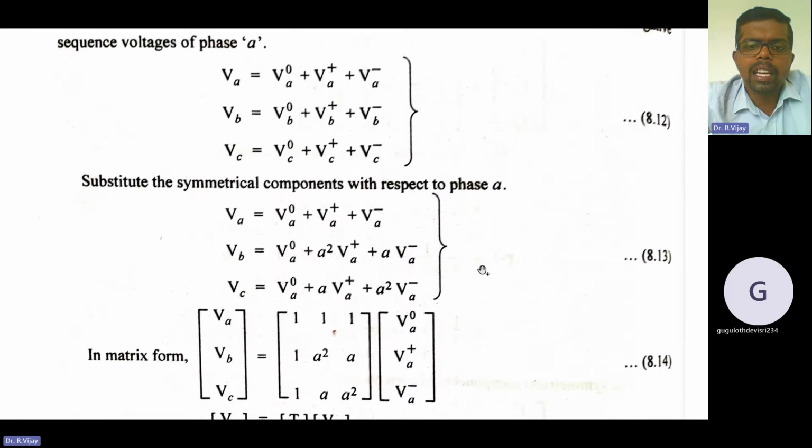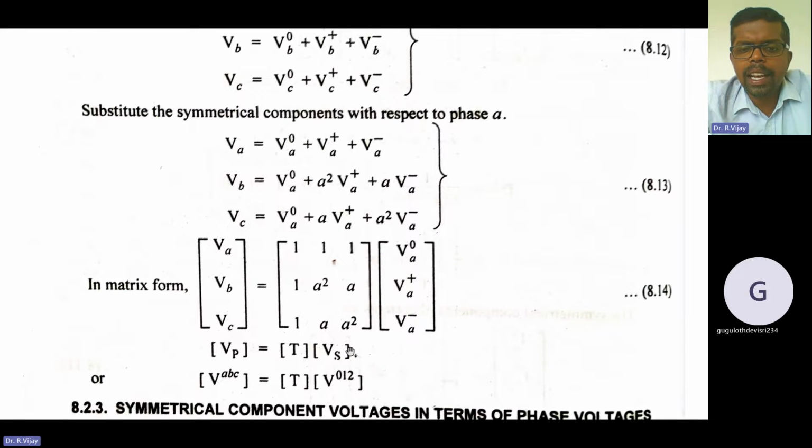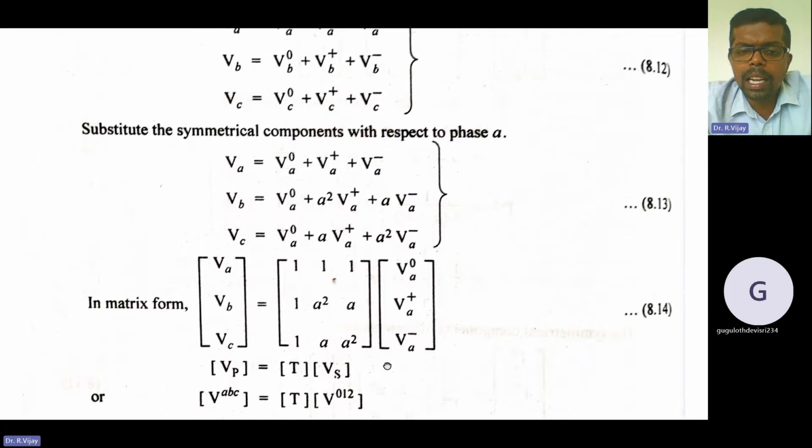At last, you may write one conclusion. Here we have taken zero, positive and negative, so this equation can be rewritten with 0, 1, 2. Like that also you can write. Nothing wrong in that.